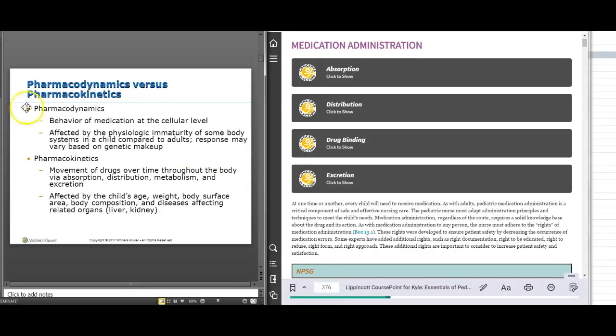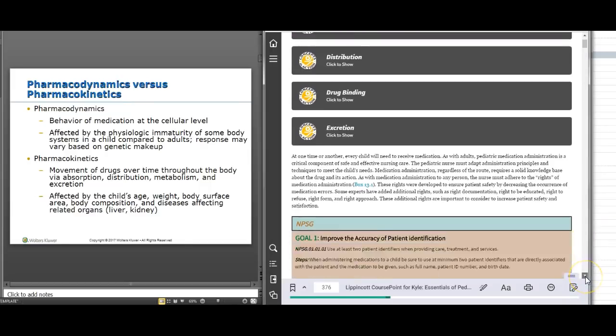Alright, so you've got pharmacokinetics and pharmacodynamics. This should be a review from your pharm class. So I want you to kind of go through each one of these little concepts in action and remember the definitions of pharmacodynamics and pharmacokinetics. The biggest thing with kids is the pharmacokinetics, because everything is weight-based. So based on the weight of your patient, absorption, distribution, that's all affected by the weight of your patient.